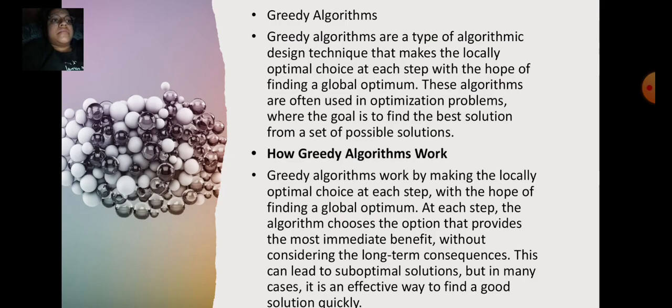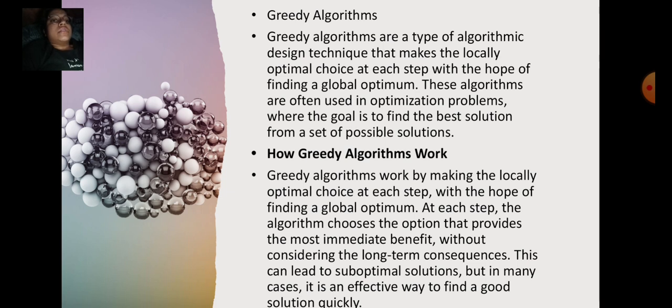Greedy algorithm. Greedy algorithms are a type of algorithmic design technique that makes the locally optimal choice at each step, with the hope of finding a global optimum. These algorithms are often used for optimization problems, where the goal is to find the best solution from a set of possible solutions.